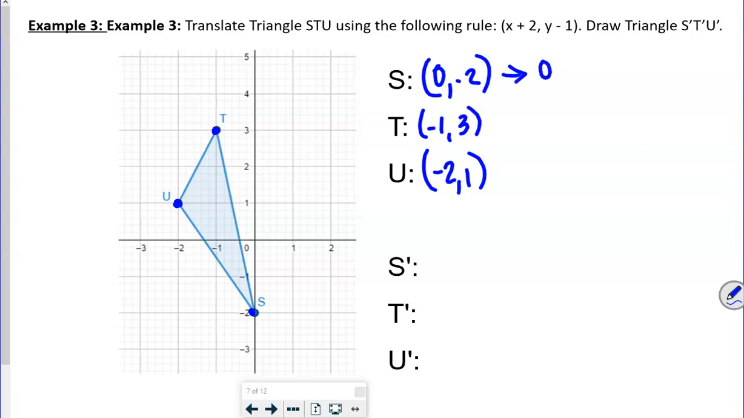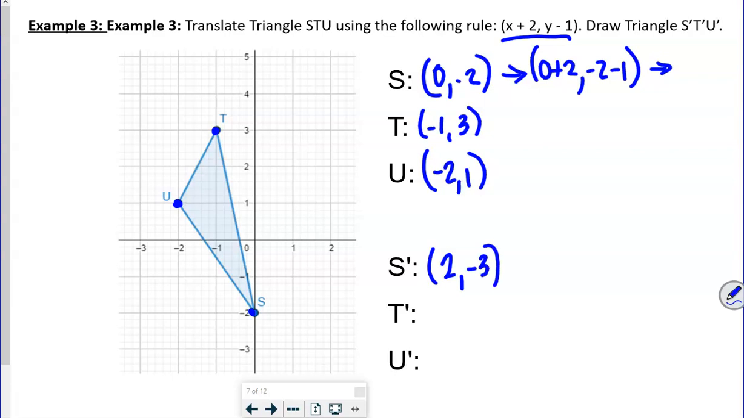So I'm going to go ahead and show you how this is. We're going to do 0 plus 2, comma, -2 minus 1. So you guys see what I did? I took this right up here and I applied it to my x and my y, okay? So when I get the final result, it's going to be what? That's what we're going to put down here for our S prime. So that's going to be what? 2, -3, isn't it?